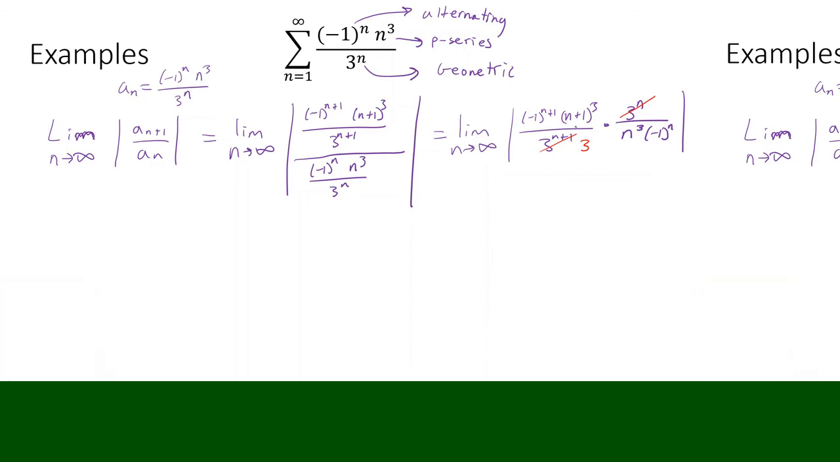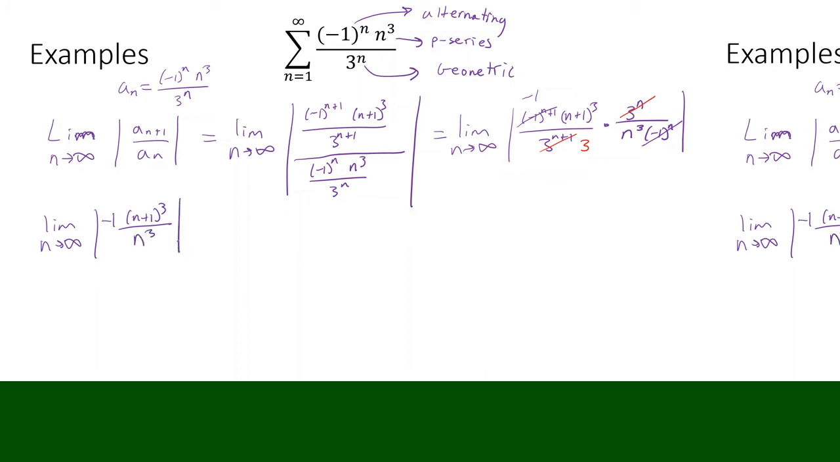(n+1) cubed. It's not quite going to cancel with n cubed, but that's okay. We'll deal with that in a second. Negative 1 to the n plus 1 and negative 1 to the n, those will cancel, leaving you just a negative 1. So let's rewrite that. I've got the limit as n goes to infinity of negative 1 times (n+1) cubed over n cubed.